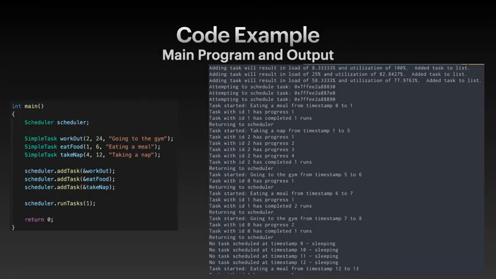The code block on the left shows the main function, where we initialize our scheduler and our tasks. The 3 tasks are named workout, eat food, and take nap, representing important everyday activities. The function then adds the tasks to the scheduler, which then schedules and runs them for 1 cycle, which is equivalent to the 1 schedule frame or the time period of the least frequent task. The console output is shown on the right.